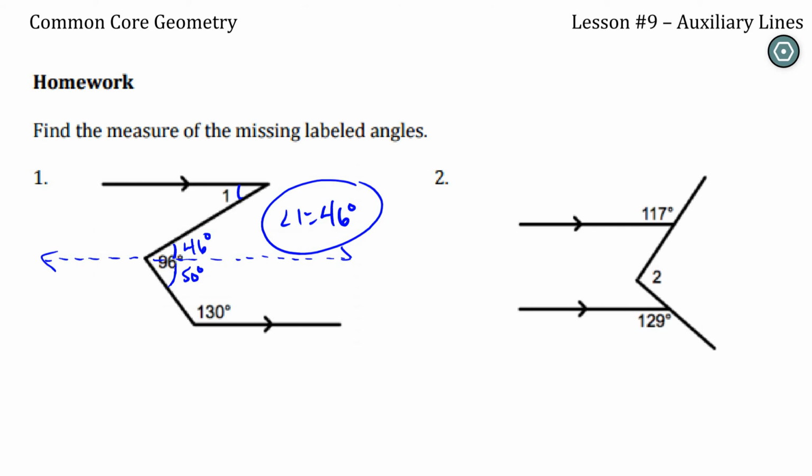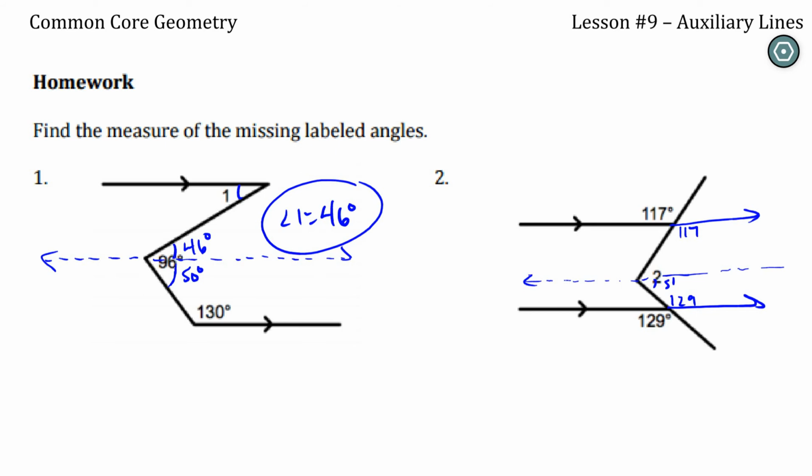Same thing for 2. If I extend the parallel lines and draw it on our auxiliary line, look at that. If that's 129, I know that this angle is also 129. The part of angle 2 is on the same side as the 129, so they are supplements to each other. So that makes 51. I see this is 117, so this angle is 117.